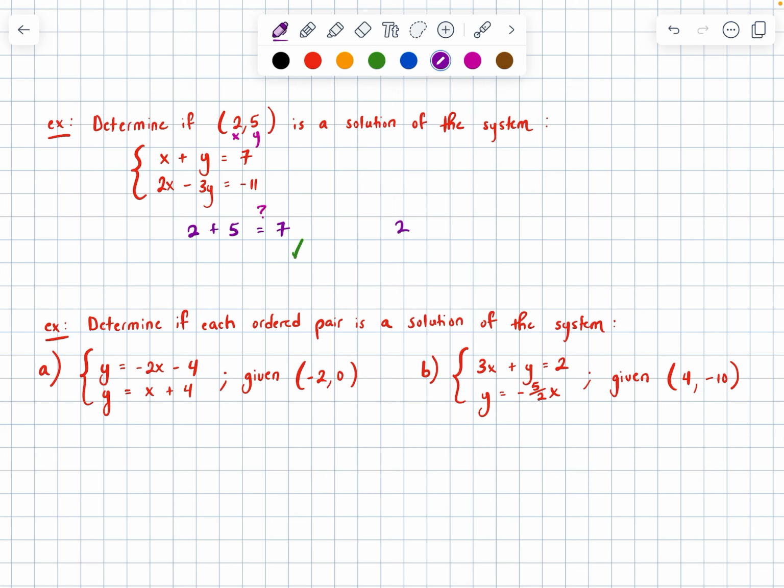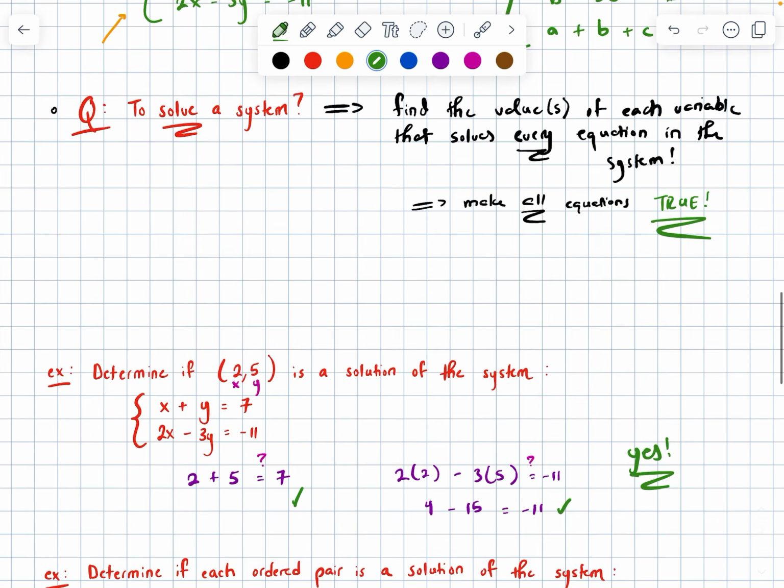For the second one, is 2 times 2 minus 3 times 5 equal to negative 11? Well, 2 times 2 is 4. 3 times 5 is 15. 4 minus 15 is equal to negative 11. So we can say confidently, yes, that 2, 5 is indeed a solution.